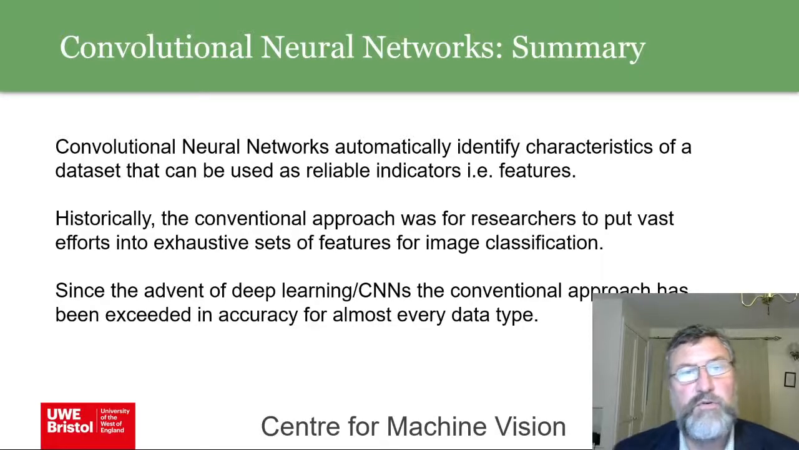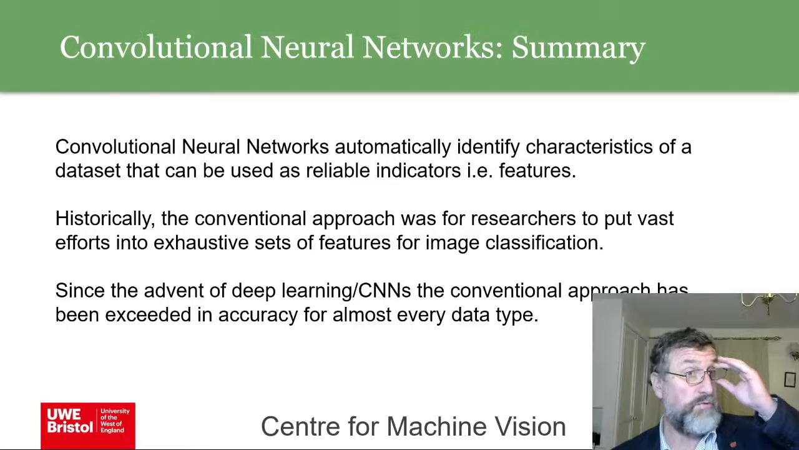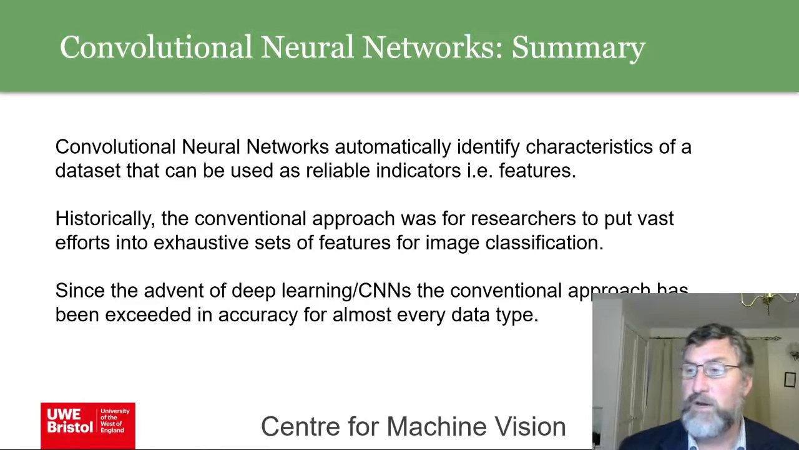So, convolutional neural networks summary. Convolutional neural networks automatically identify characteristics of a data set that can be used as reliable indicators, i.e. features. So they automatically identify features. That's quite a big deal, actually, because what we used to have to do years ago was what they call handcraft features. We had to work out somehow what kind of features were in the images corresponding to what we wanted to identify. What does the feature of a dog look like? What does the feature of a car look like?